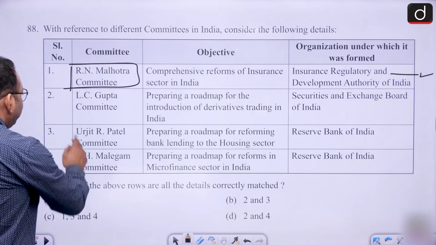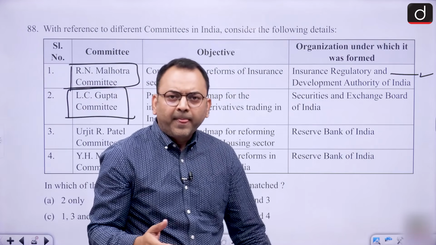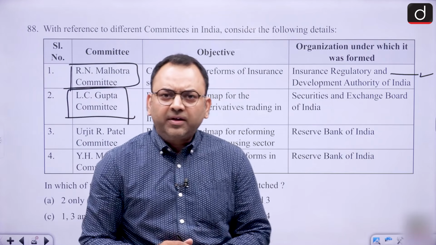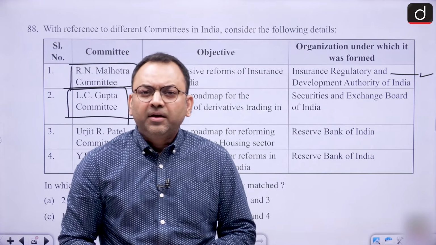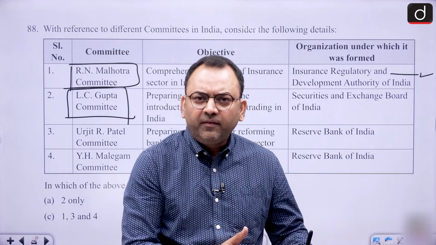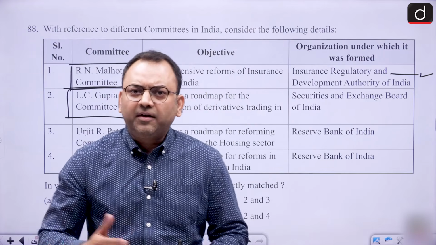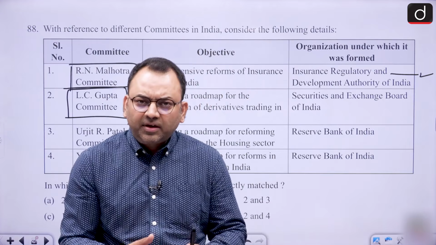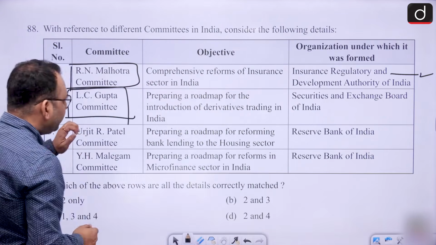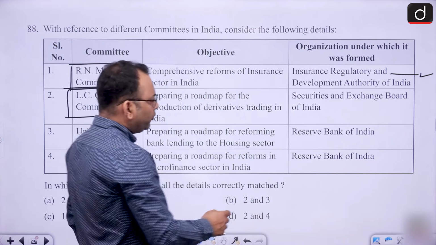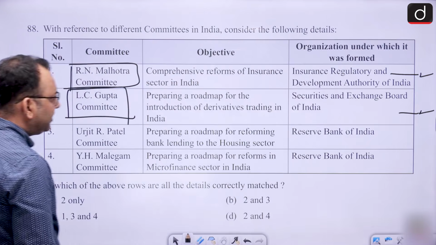The second is the LC Gupta committee. Friends, this came again in the 1990s, and it recommended the separation of the cash and the derivative segments in stock market trading. So we have a cash segment when we buy stocks with cash, the other is speculation, the derivatives. So separation of cash and derivatives was recommended by the LC Gupta committee. So this is also true because SEBI was actually involved in this case.